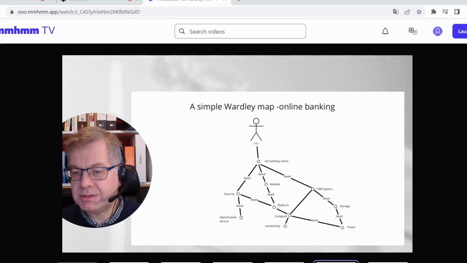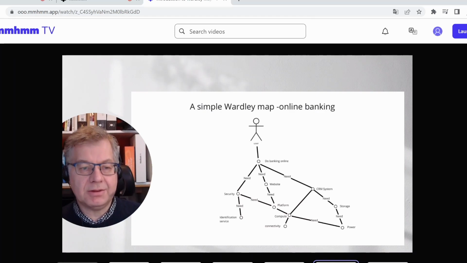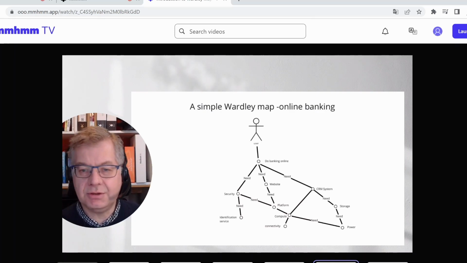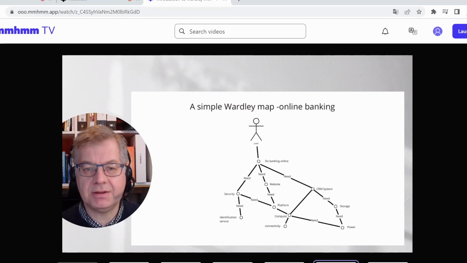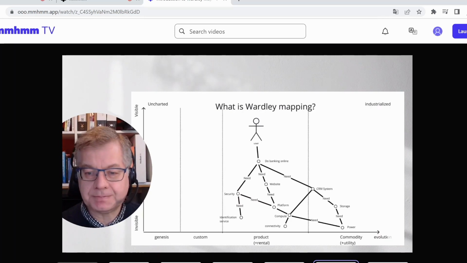So this is a simple Wardley map of online banking. To deliver the benefit of banking online to the user, there is a need for security, for a website, for a CRM system, for example. These systems also have needs like an ID service, a platform for running the applications, computing hardware with storage and power. So now let's look at the axes.